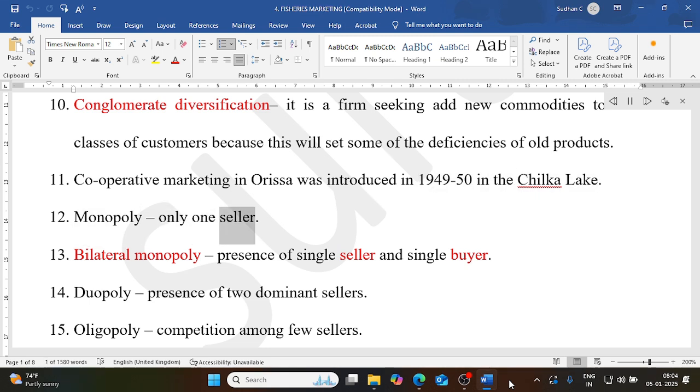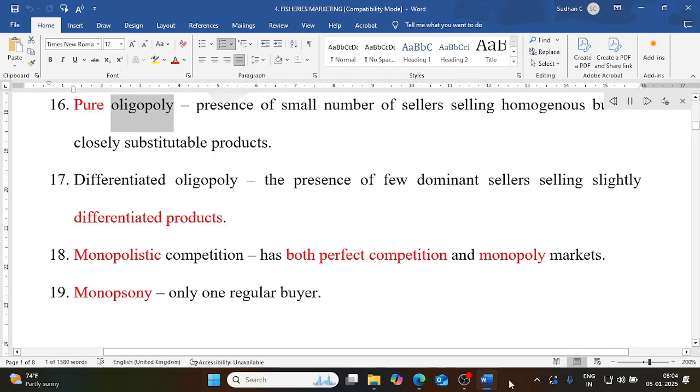Monopoly: only one seller. Bilateral monopoly: presence of a single seller and a single buyer. Duopoly: presence of two dominant sellers. Oligopoly: competition among few sellers. Pure oligopoly: presence of a small number of sellers selling homogeneous but not closely substitutable products. Differentiated oligopoly: the presence of few dominant sellers selling slightly differentiated products. Monopolistic competition has features of both perfect competition and monopoly markets.